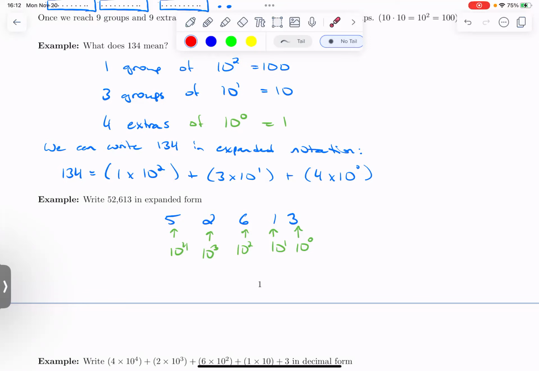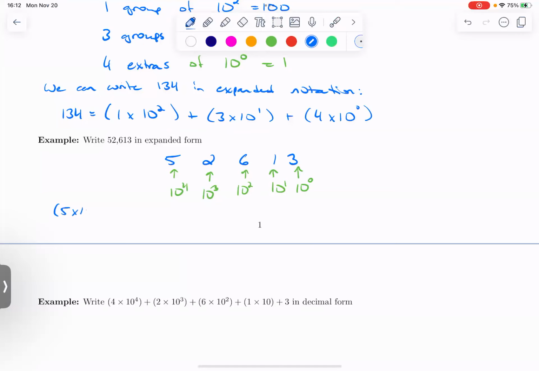So we're going to write this in expanded form, which really is just taking 5 times 10 to the power of 4 plus 2 times 10 to the power of 3 plus 6 times 10 to the power of 2, etc. 5 times 10 to the power of 4 plus 2 times 10 to the power of 3 plus 6 times 10 to the power of 2 plus 1 times 10 to the power of 1 plus 3 times 10 to the power of 0 is writing it in expanded form.